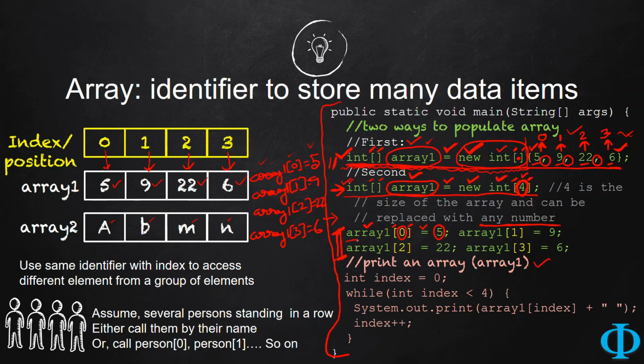So this entire line is basically saying that in index 0 of array 1, I want to store 5. And this line is saying that at index 1 of array 1, I want to store 9. This line, index 2 of array 1, I want to store 22. And similarly, this line is saying at index 3 of array 1, I want to store 6. So this is another way of declaring the array and then populating the array with some real data items.